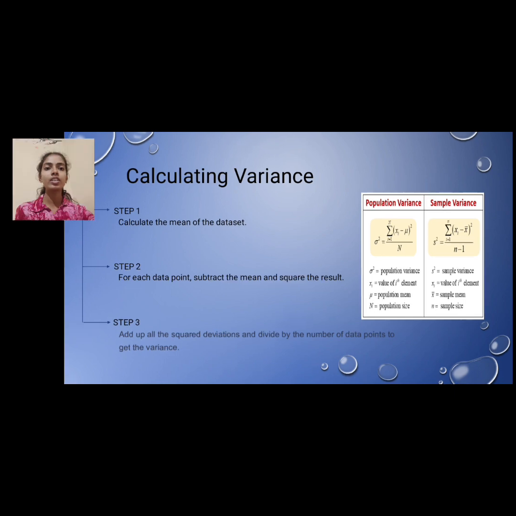Calculating variance. Calculate the mean of the dataset. For each data point, subtract the mean and square the result. Add up all the squared deviations and divide by the number of data points to get the variance.